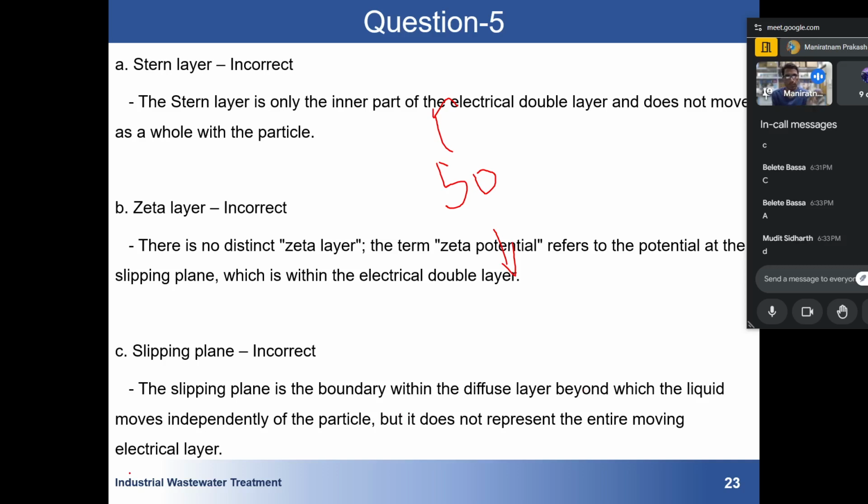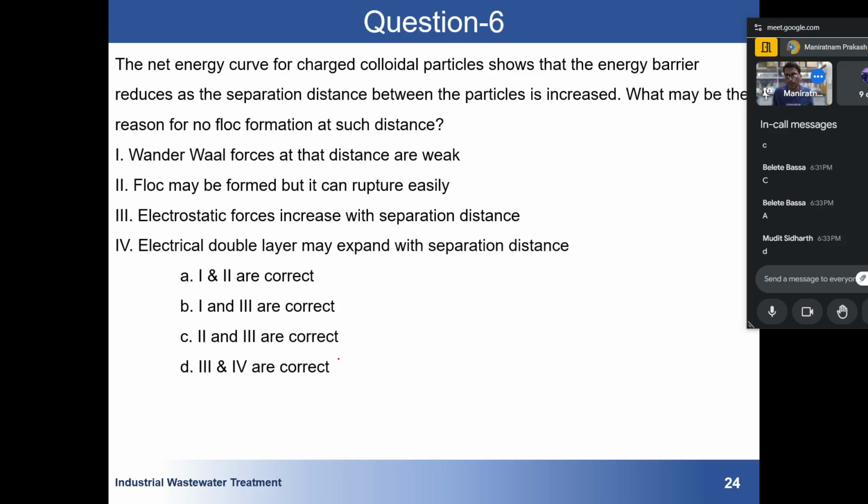We know that due to electrostatic force, the particle movement, or what we call the liquid movement, will be disturbed or hindered. After a certain point this hindrance is no longer dominant. Generally it will be a whole area, that's why it is known as a plane. That plane is known as the slipping plane. Again, the answer was D.